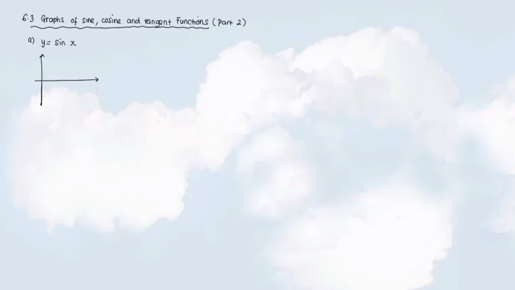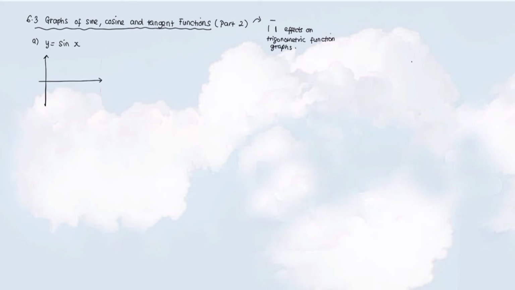6.3 Graphs of sine, cosine and tangent functions. Today we will see the negative and modulus or absolute value effects on the trigonometric functions graph. This is the graph of y equals sine x. Amplitude is equal to 1 and negative 1.